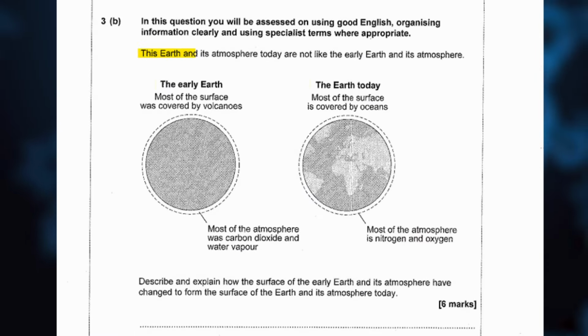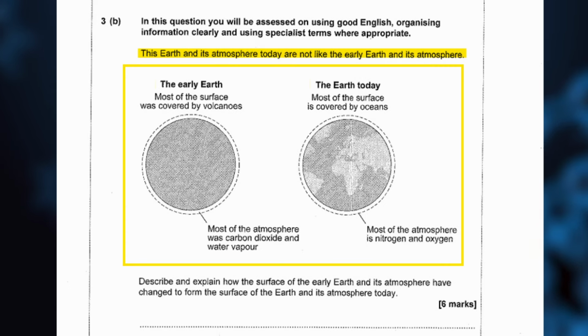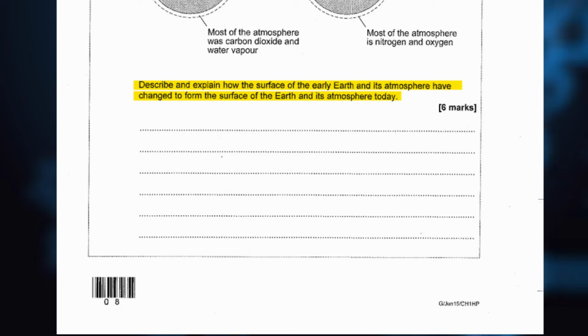It reads, this Earth and its atmosphere today are not like the early Earth and its atmosphere. Then it has 2 diagrams, showing the early Earth and the Earth today. The question asks you to describe and explain how the surface of the early Earth and its atmosphere have changed to form the surface of the Earth and its atmosphere today. Pause it here and try and have a think what you'd put for this question.